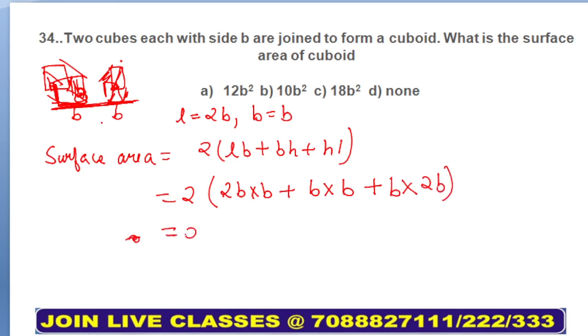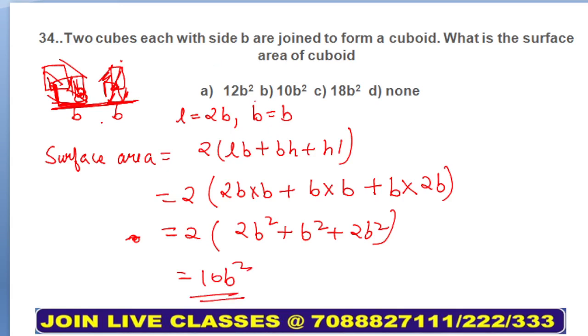So this will be 2(2B square plus B square plus 2B square). 2 plus 2, 4 plus 1, 5 and 5 twos are 10B square, which is your surface area. So your answer comes out to be option B, 10B square, right? जब आप दो क्यूब्स को ज्वाइन कर दोगे, हाँ, let me draw the figure once again. I'm joining two cubes, right? See, I'm joining two cubes together. This is one cube.